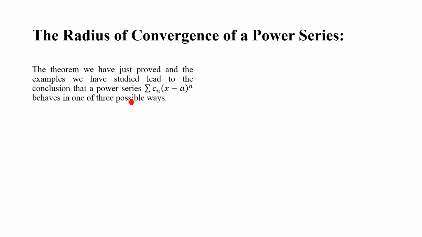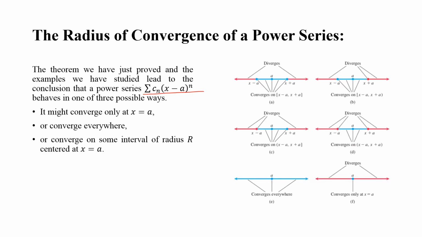So from all the discussion done previously, we can conclude from the theorem we have just proved and the examples we have studied, that a power series sigma c_n (x minus a)^n behaves in one of three possible ways. Number one, it might converge only at x equal to a, or converge everywhere, or converge on some interval of radius r centered at x equal to a.